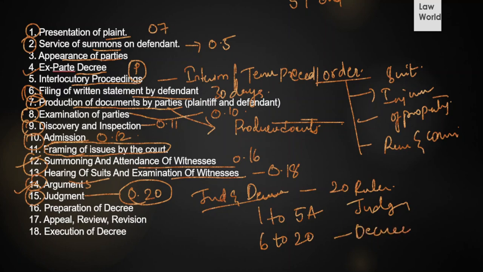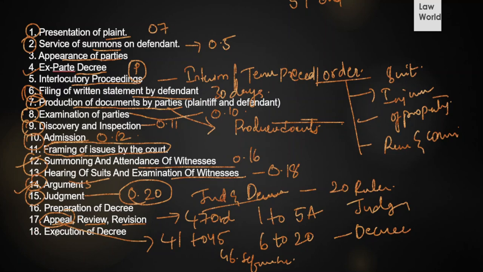Here comes the next one, preparation of decree. After this, the next stage is appeal, review and revision. All the appeals are covered from Order 41 to 45. The next one is review and revision. Coming to the orders for review and revision: for review, it is Order 47. Revision has no order. Order 46 is reference, right?